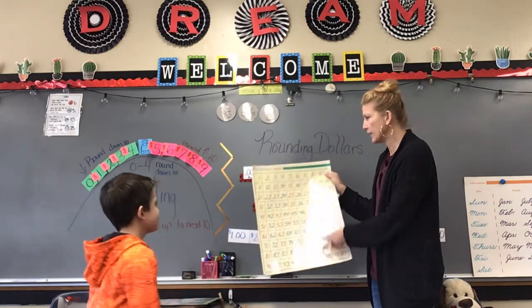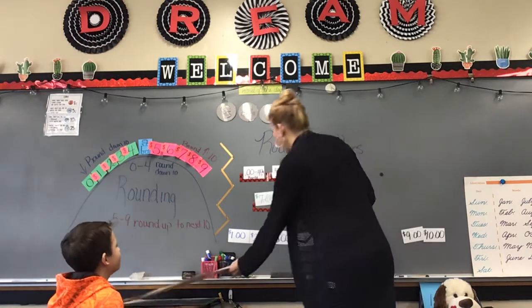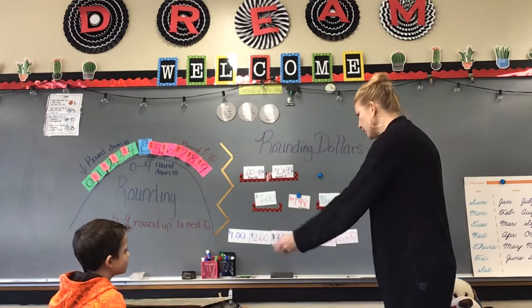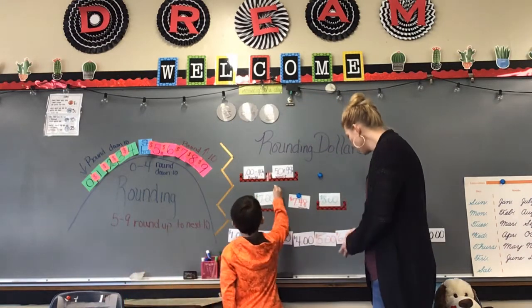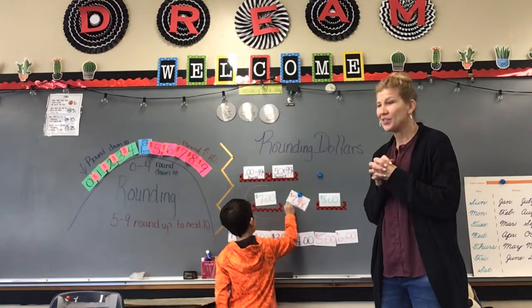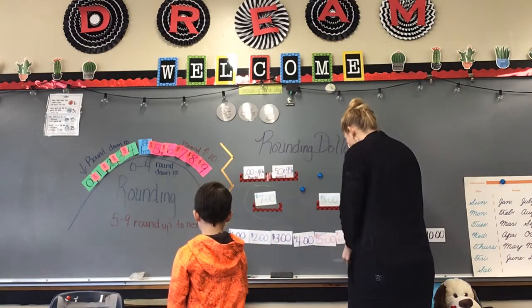Super close to 49 cents, which means that we round down. So what would I circle, Ben? Go ahead and circle. We'll use yellow chalk. Circle the correct amount. Is it $7 or $8? Good job. Ben is correct. It was $7. Excellent, Ben.